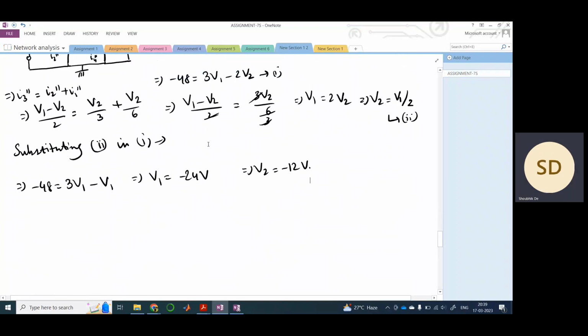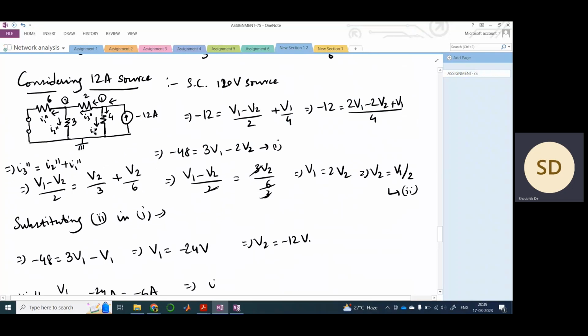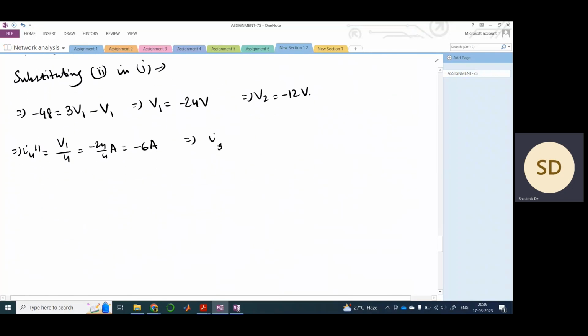Okay, so therefore, what would be your I4 double dash? It would be V1 by 4, right? V1 is how much? Minus 24 by 4. So this is minus 6 amperes. Then this was I4 double dash, right? So then I3 double dash would be what? It would be (V1 minus V2) by 2. So minus 24 minus minus 12 divided by 2, therefore minus 6 amperes.